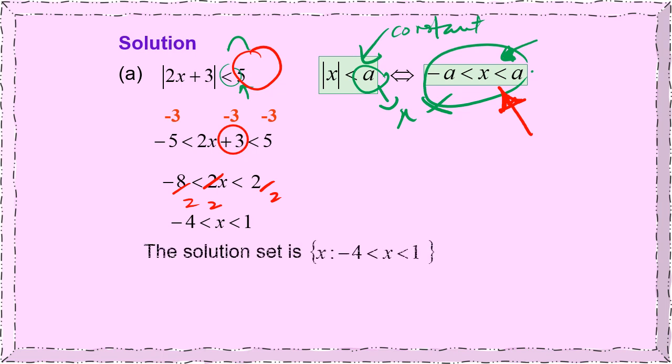Okay, so let's do question B. The solution set is x such that x is in between negative 4 and 1. Or you can write down the answer in interval form, which is from negative 4 to 1, open bracket.